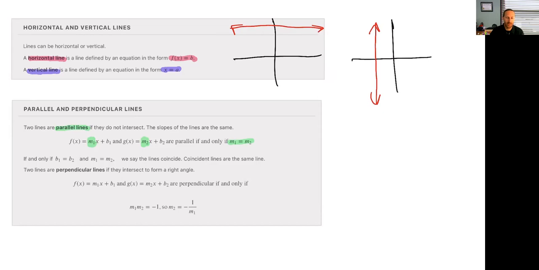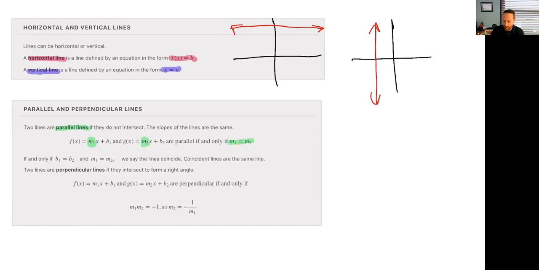So make sure that you know that the lines are not the same. Just because their slopes are the same doesn't mean they're parallel. You have to make sure that their y-intercepts are also not the same. Okay? Doesn't happen very often, but wanted to make sure I mentioned it.